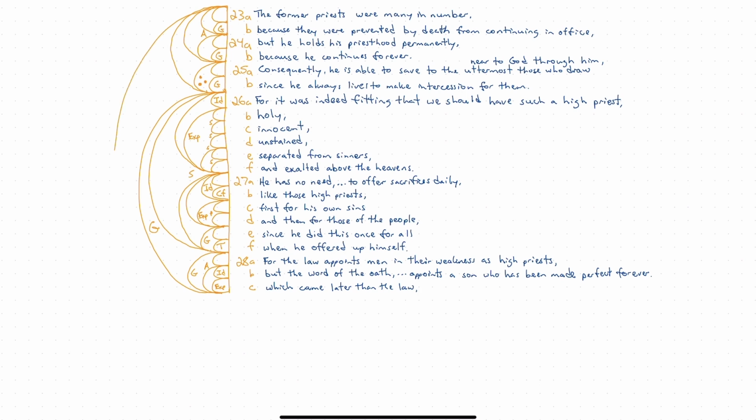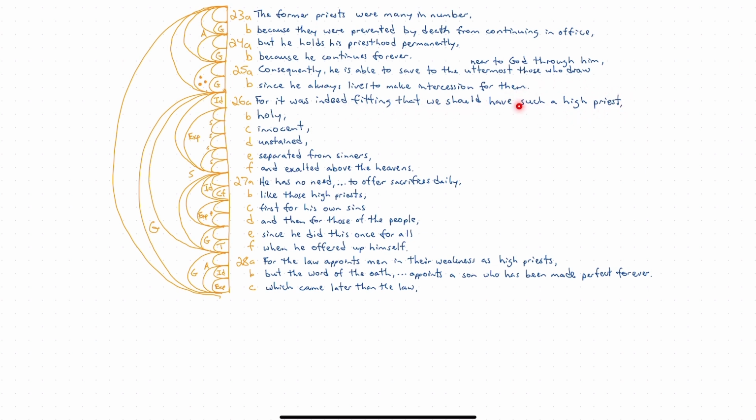Draw my arc over the top. And then I can step back and begin to see if the relationship between these two paragraphs is one of ground, then 26 through 28 becomes further support for this truth of Christ's ability to save to the uttermost those who draw near to God through him, since he always lives to make intercession for them. That it was indeed fitting that we should have such a high priest.